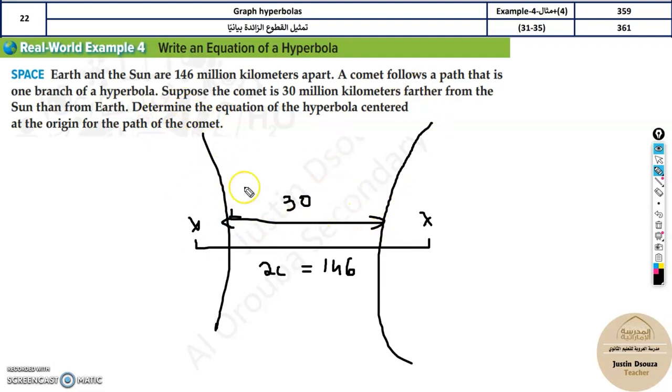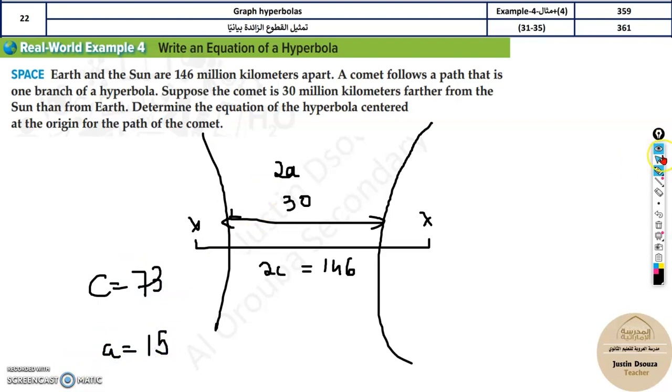So this graph is for understanding. They have given us the foci, that is Earth and the Sun, and they have told us the comet is on one of the branches, and from the Sun it is 30 million farther than from the Earth. So over here, this is 2a. We have 2c, we have 2a. We can easily solve for a and c. So c is equal to 73 and a is equal to 15.